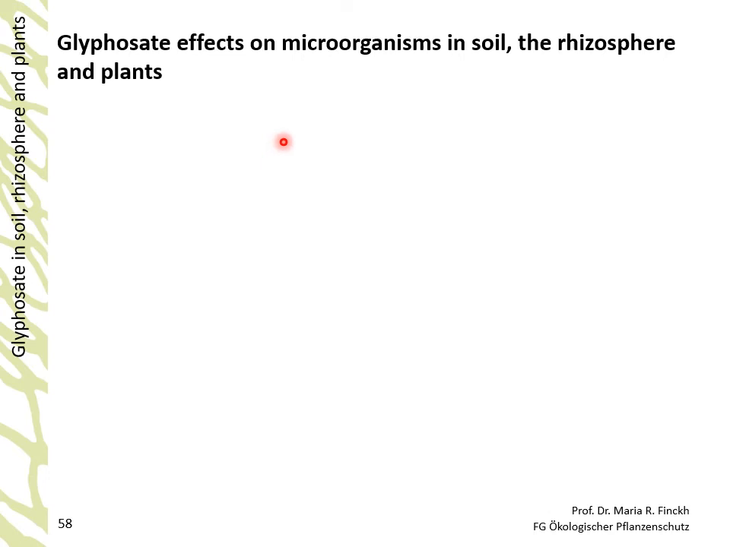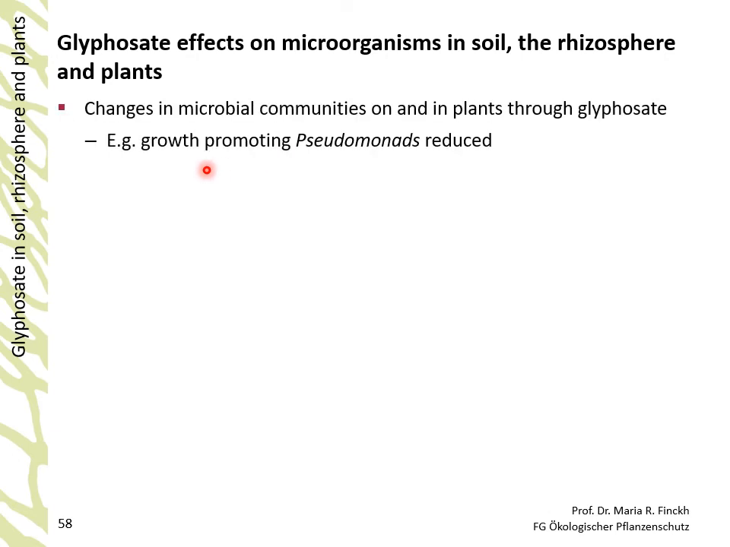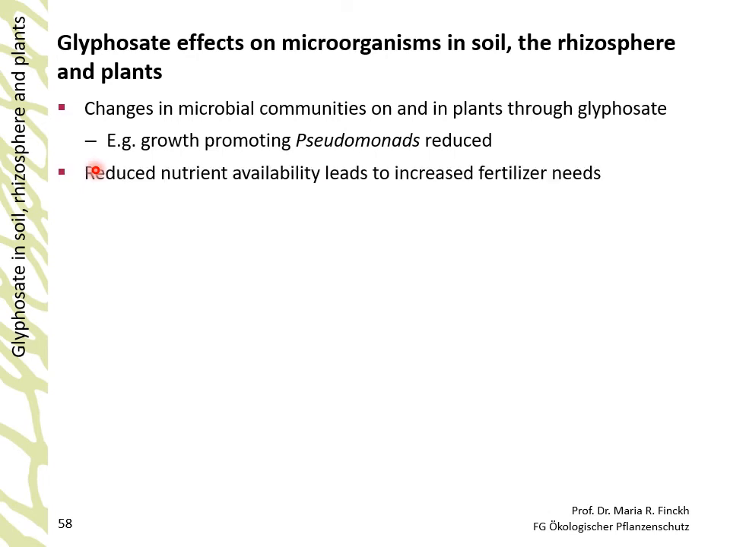So a quick look at glyphosate effects on microorganisms in soil, the rhizosphere, and plants. We have changes in microbial communities on and in plants through glyphosate. For example, growth-promoting pseudomonads are reduced. These pseudomonads are typical manganese reducers. They make manganese available to the plants. And that means there's reduced nutrient availability, and that leads to increased fertilizer needs.